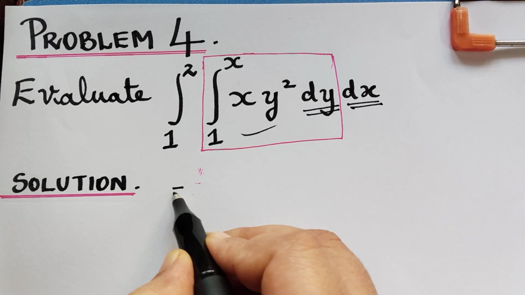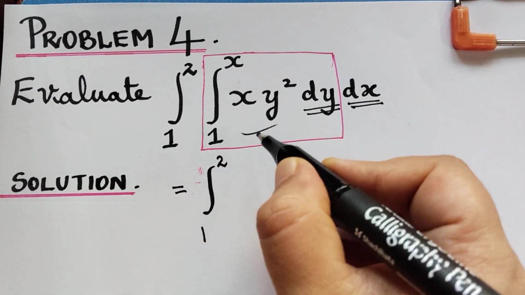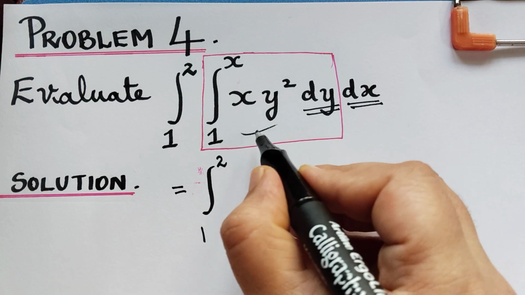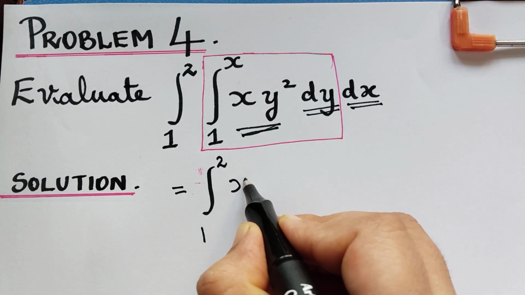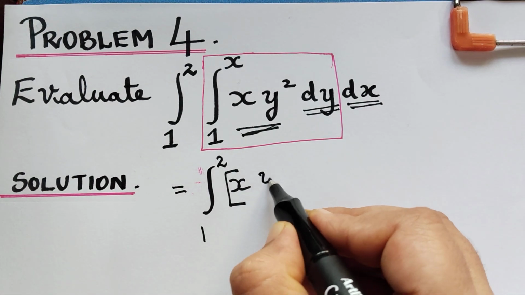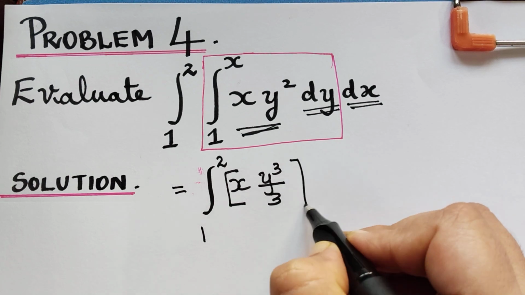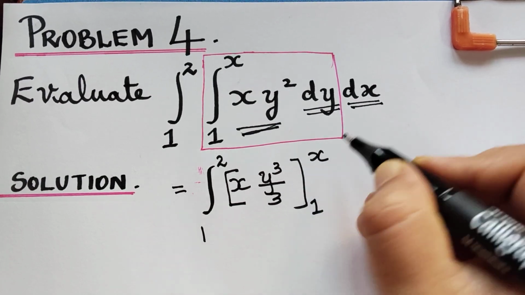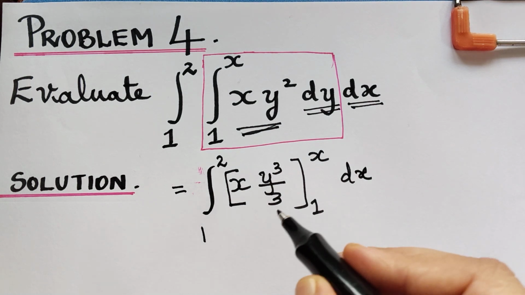So that is equal to the outer integral 1 to 2, which comes as it is. Now this one we have to integrate with respect to y first. When we integrate with respect to y, x will be treated as a constant, so it will come as it is. And the integration of y square is y cube by 3. This is between the limits 1 to x, and dx comes as it is.